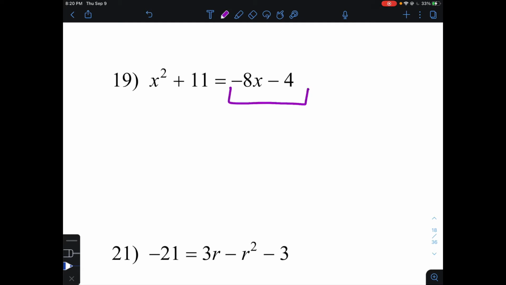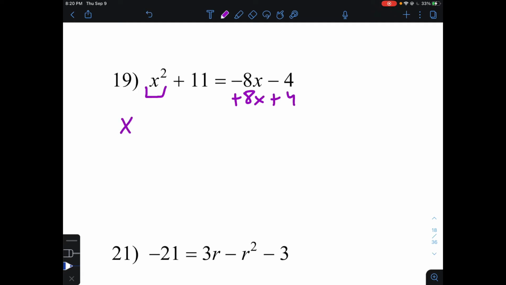I've got terms on both sides. Now, what I recommend doing is you want the term with the square to be positive. It makes things a lot easier to factor. Can you factor with a negative a value? Yes, but it's kind of gross. So since this x squared is already positive, we're going to move this stuff over to get it set equal to 0. So we're going to add 8x and add 4.